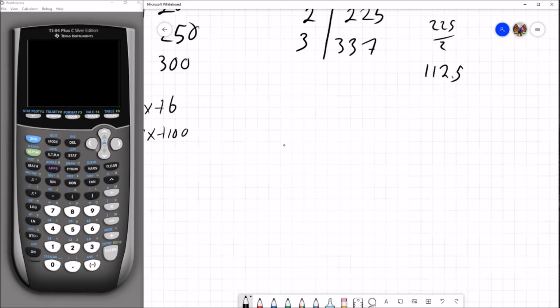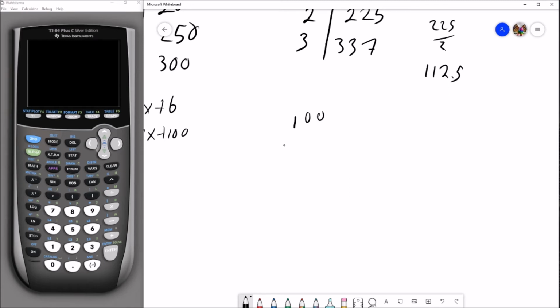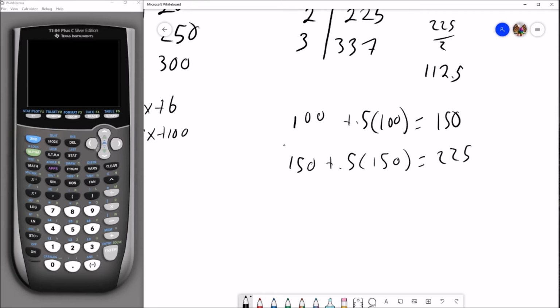So we have 100 plus 0.5 times 100 is equal to 150. 150 plus 0.5 times 150 is equal to 225. Now let's see, we're going to just write this out. So 225 plus 0.5 times 225 is equal to 337.5. Now what we need to identify here is a pattern.